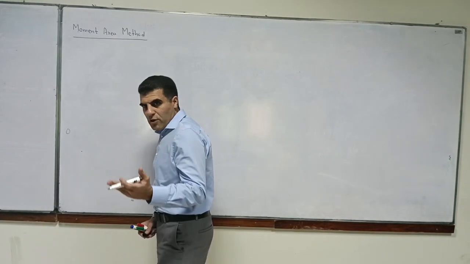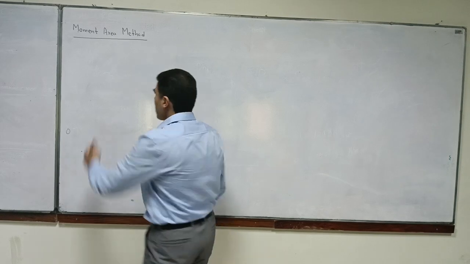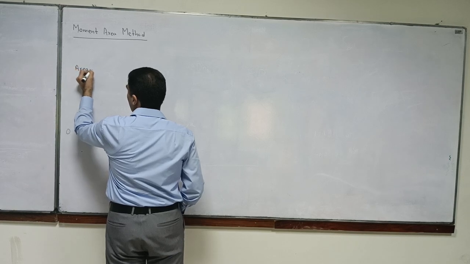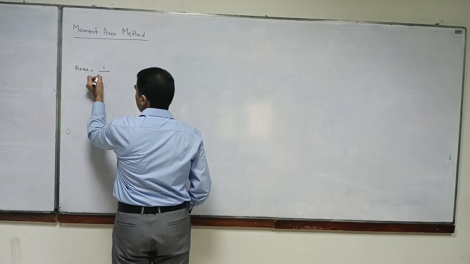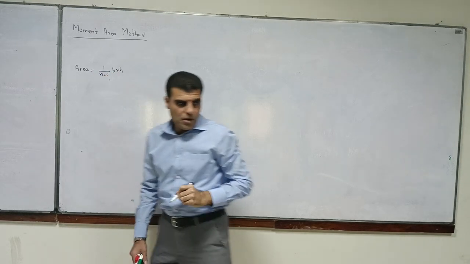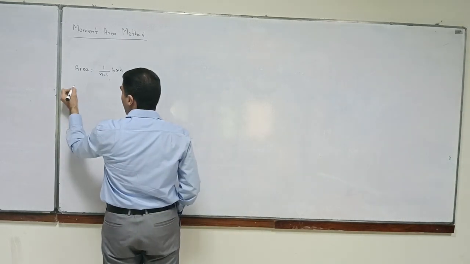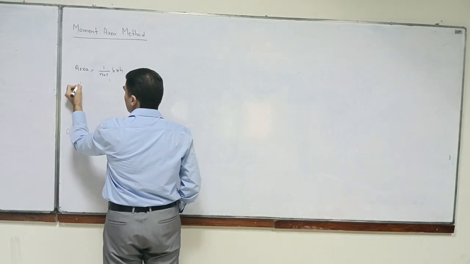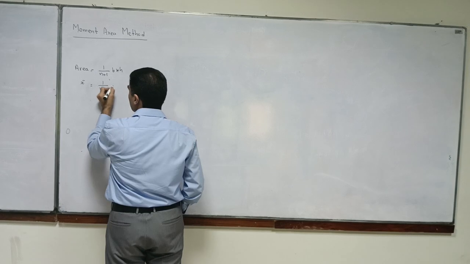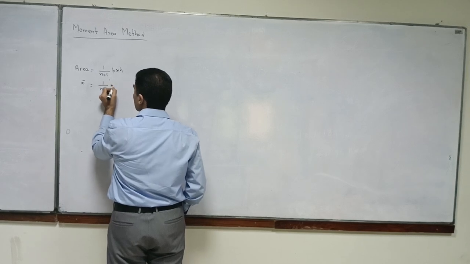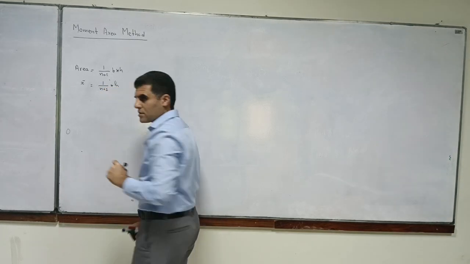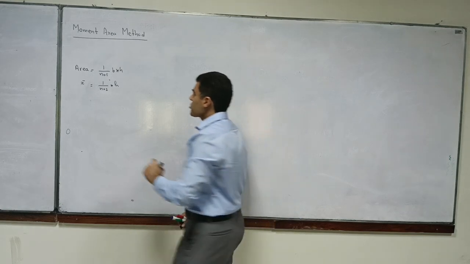In moment area method, as we know, we have two magic formulas. One is the area, which is equal to 1 by n plus 1 times b times h. That is the area formula, and what's the other one? The x bar, which is 1 by n plus 2 times h or b.